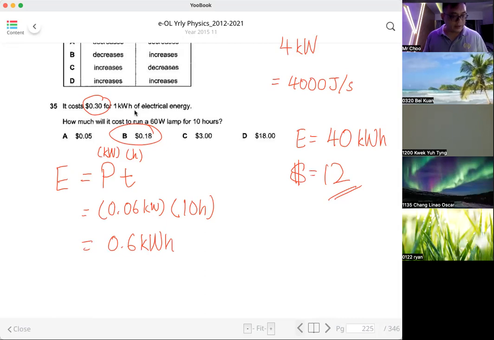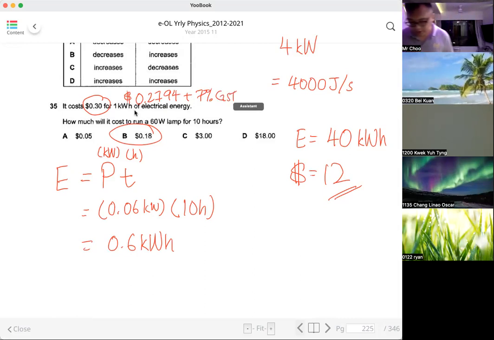Okay, let me look at one more thing. How much is the cost now? Remember I showed you all the costing, right? The per unit right now is, okay, I'm looking at my bill again. Now it's not 30 cents. I'm looking at my current bill. Every kilowatt hour is 27.94 plus 7% GST. Okay, so GST is now 7%. Yeah, so it's about 30 cents per kilowatt hour.